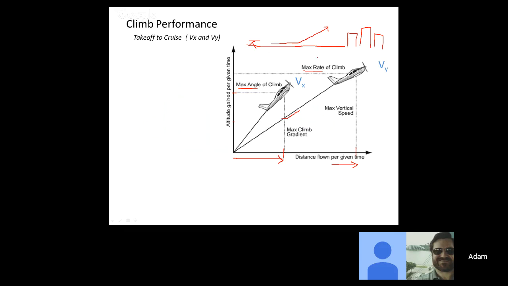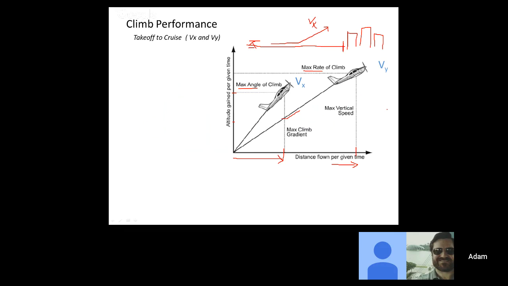We care about distance. Why? Because we know that the runway has a certain distance, and we know where the obstacles are away from our starting point. So we want to climb at a speed for which we will gain the most altitude in a specific distance as possible, but not necessarily the fastest time. Exactly. Because at this point, we don't care about time. It could take us all day to get there. We just want to get there in the shortest distance. Yeah, that makes sense.